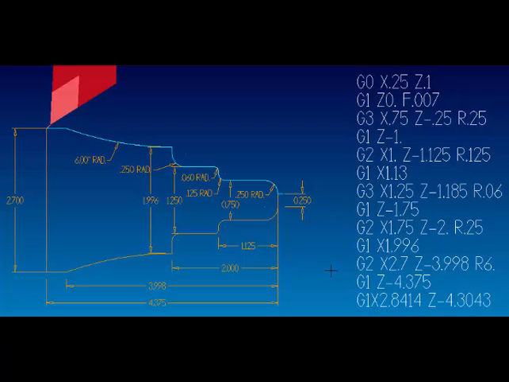Alright, so I hope that helped. Watch it several times and make sure you understand the information necessary on the G2 and G3 lines. Remember, clockwise for G2, counterclockwise for G3. Then it's followed by the end point of that radius, and don't forget the radius at the end of that line.